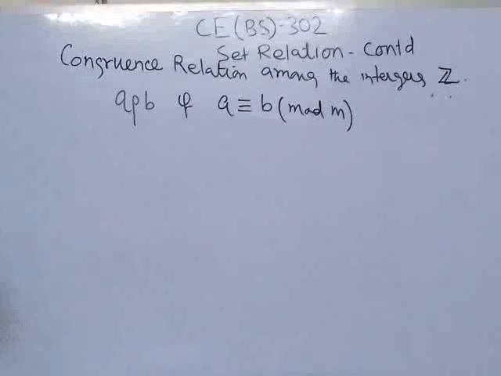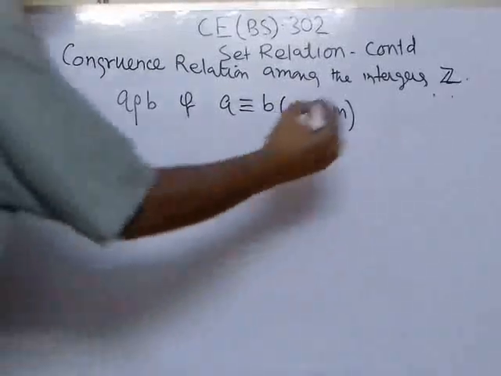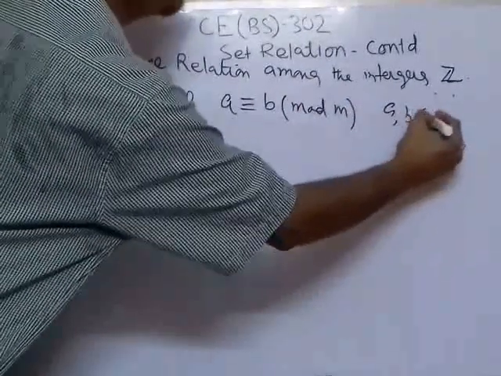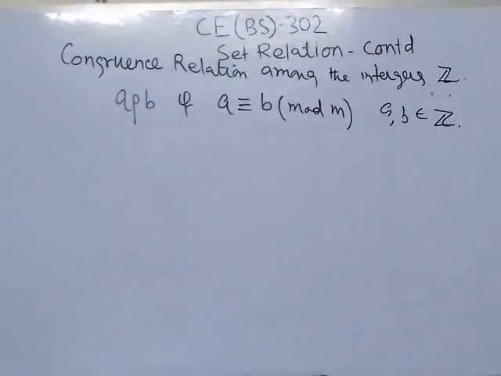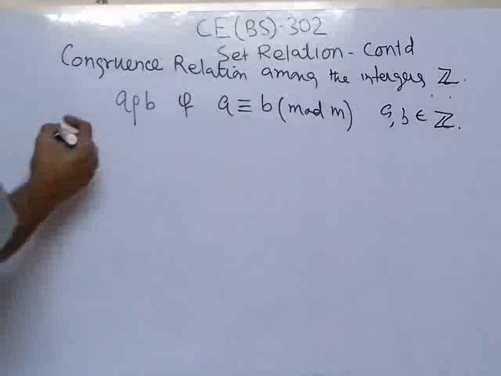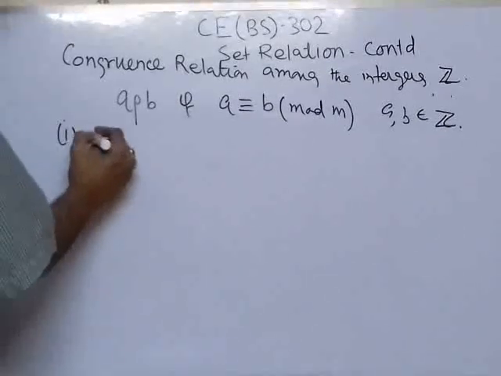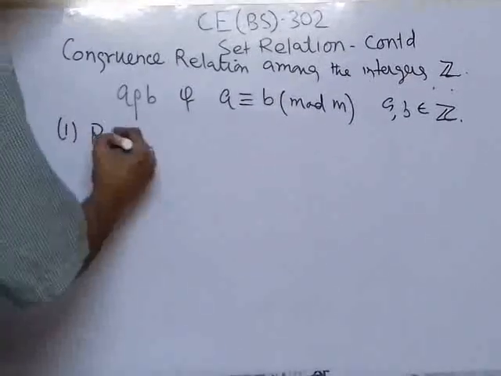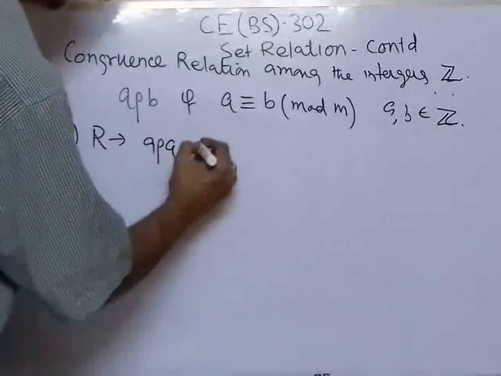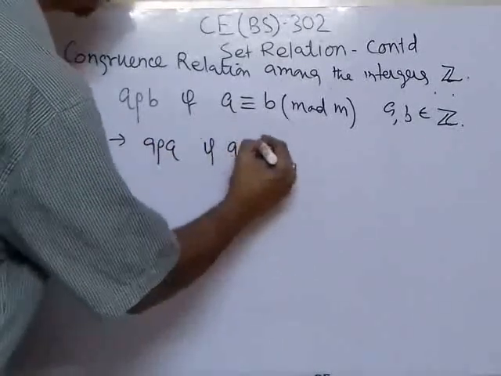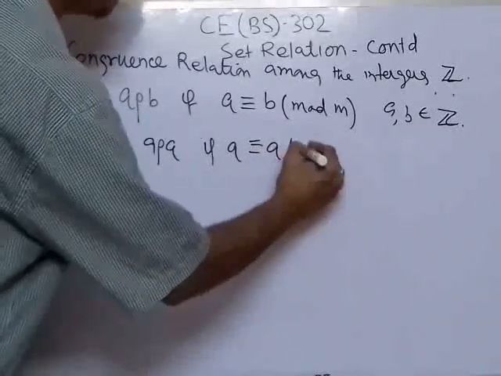A rho B, A is related to B if A is congruent to B mod M, when A and B are integers taken from the capital J. So this is our relation. Now first we check reflexive. So A rho A, that is, if A is congruent to A mod M.